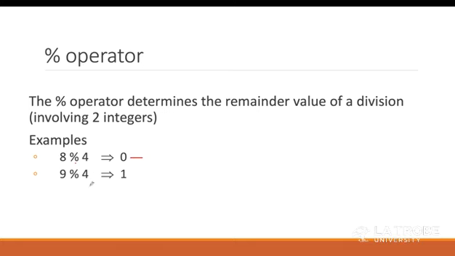9 is not divisible by 4, because if you divide 9 by 4, your answer is going to be in decimal places. So you just need to consider the remainder, and the remainder will be 1. And 10 modulo 4, the remainder will be 2. So the modulo operator just gives you the remainder value of the division.